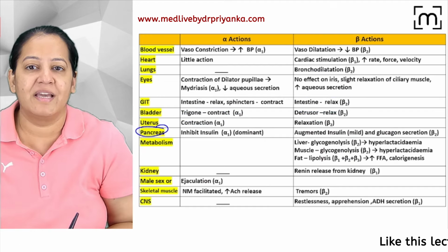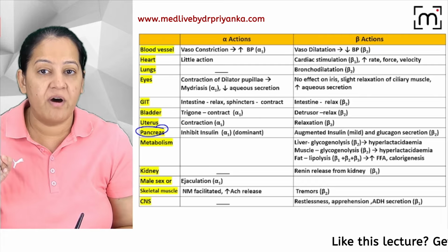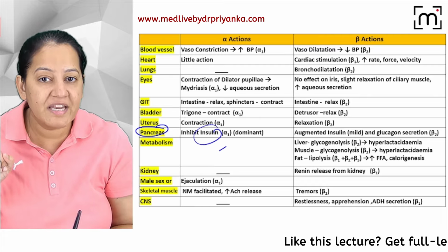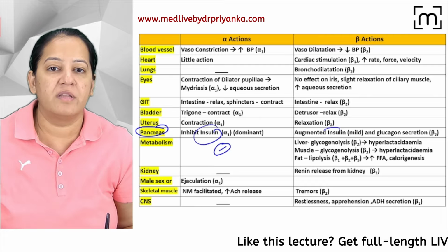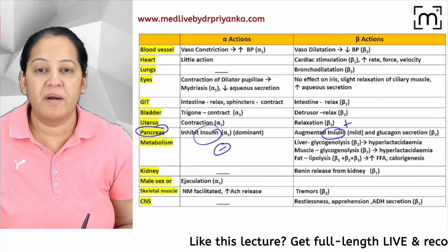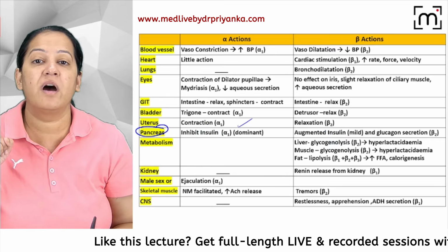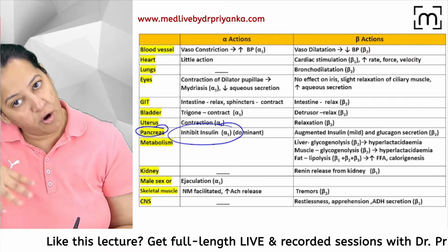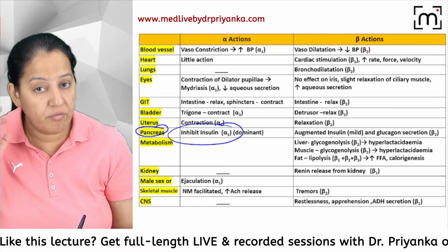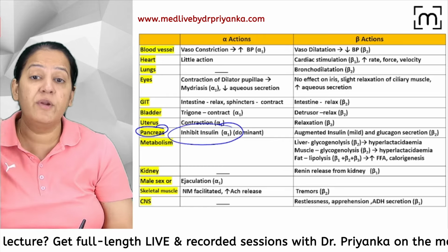Now pancreas. In the pancreas, because of alpha, insulin secretion is inhibited. And because of beta, insulin secretion is augmented. But alpha is more prominent than beta. Alpha has the more prominent action than beta. So learn that the overall effect is insulin release inhibition.